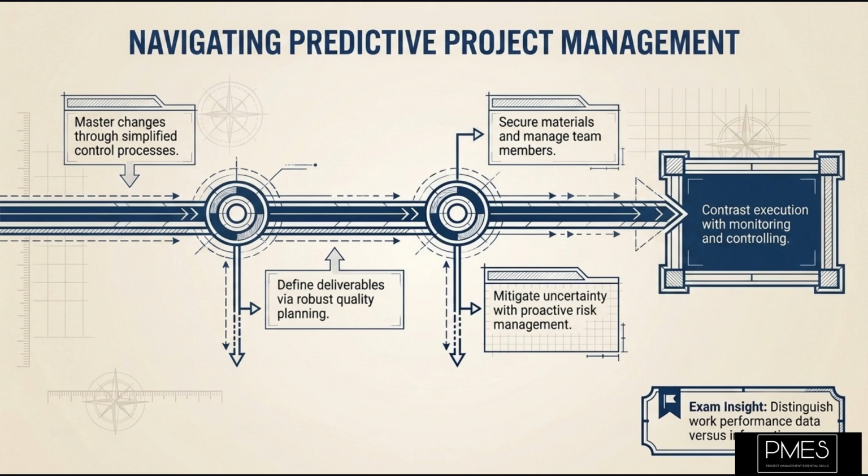Procurement Planning Basics will guide you through external purchases. Stakeholder Engagement Planning Basics will help you involve the right people effectively. Finally, we will distinguish between executing versus monitoring and controlling, and explore work performance data, information, and reporting. This section is your roadmap to building robust project plans, a skill that is invaluable both for your exam and for your career. Let us dive in and master predictive planning.